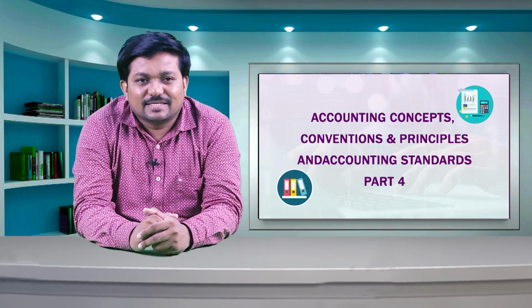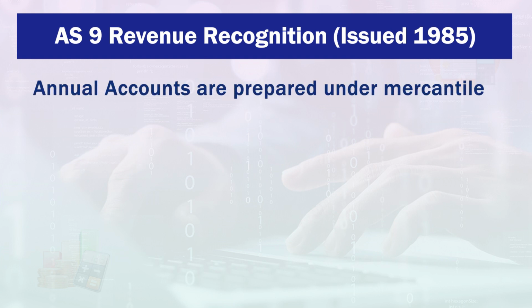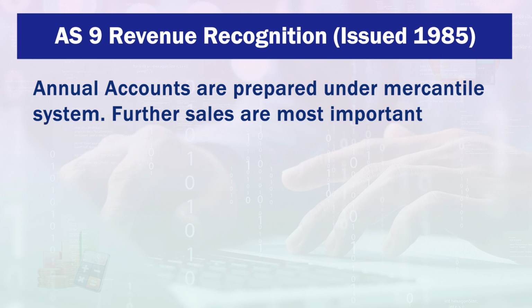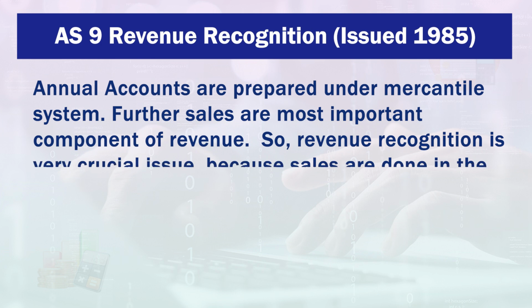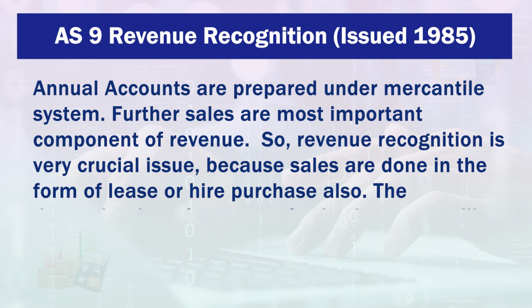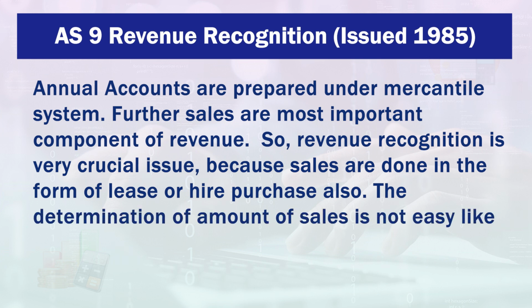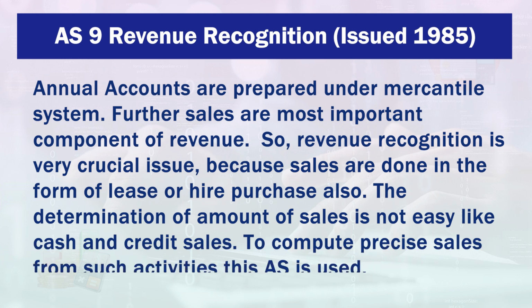Next accounting standard is AS 9, Revenue Recognition, which was issued in 1985. Annual accounts are prepared under the mercantile system. Further, sales are the most important component of revenue. So, revenue recognition is a very crucial issue because sales are done in the form of lease or hire purchase also. The determination of the amount of sales is not easy like cash and credit sales. To compute precise sales from such activities, this accounting standard is used.